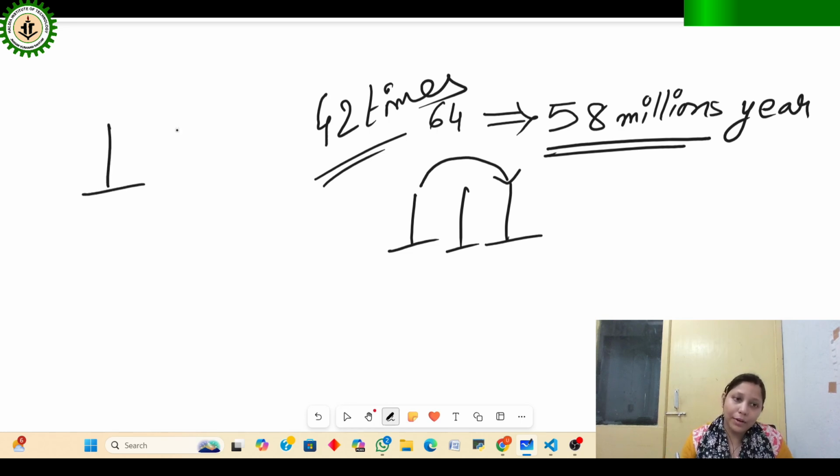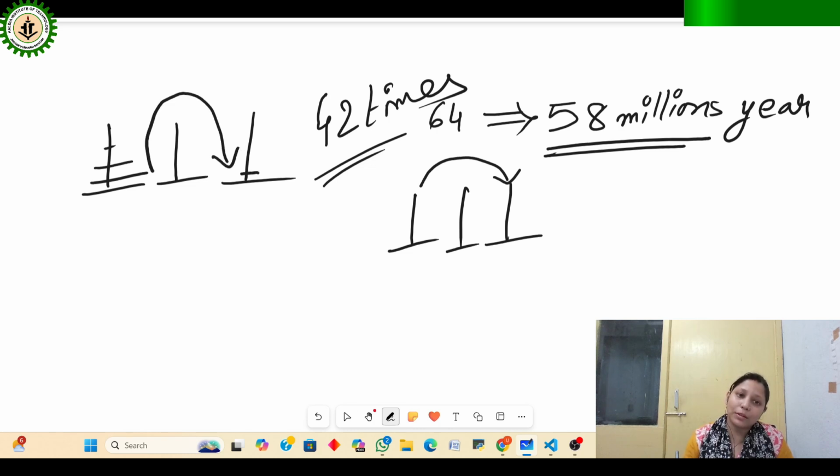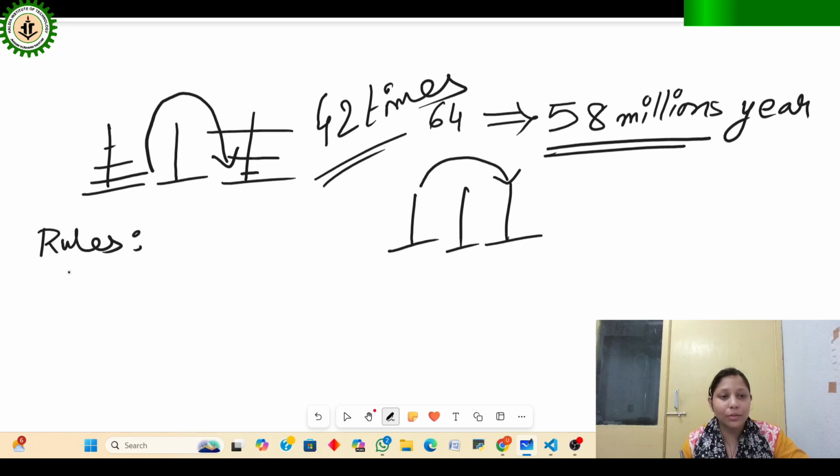This Tower of Hanoi may seem easy to move. We have to move this. If we want to move directly, then we may move like this. But there are certain conditions, certain rules to maintain to play this Tower of Hanoi puzzle. Rules are: rule 1.